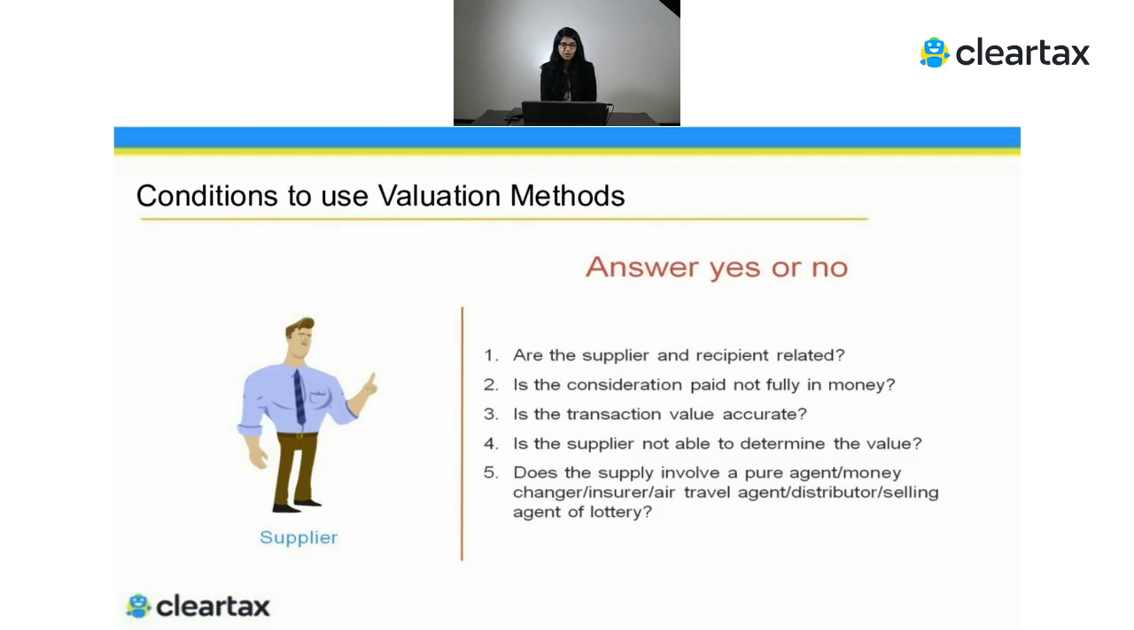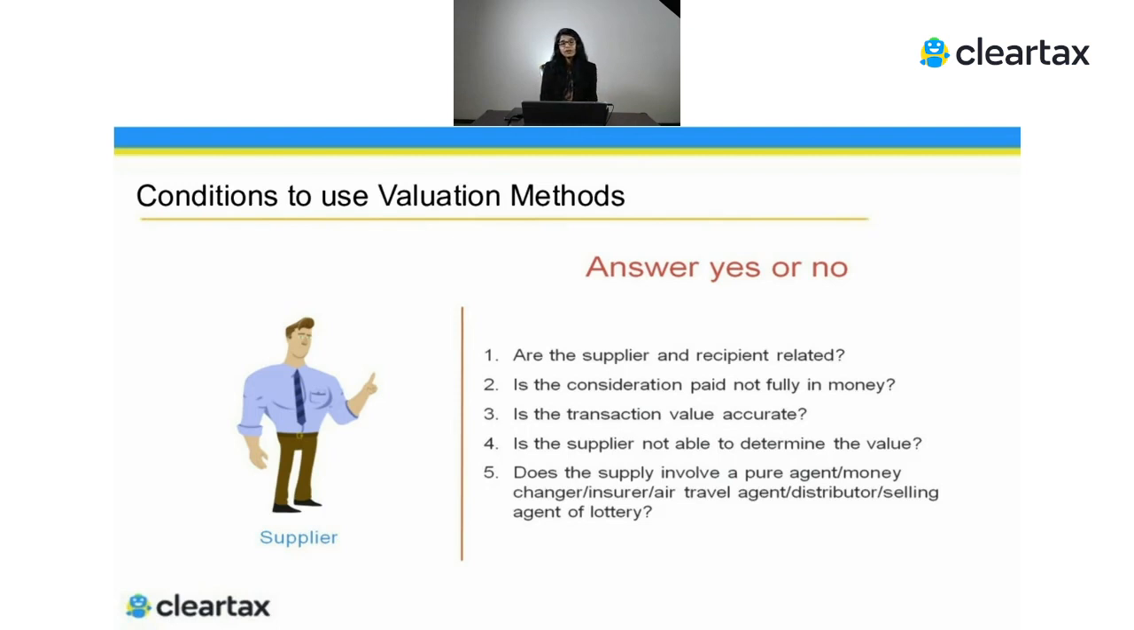These points are: are the supplier and the recipient related? Is the consideration paid not fully in money? Is the transaction value accurate? Is the supplier not able to determine the value? Does the supplier involve a pure agent, money changer, insurance or air travel agent, distributor or selling agent of lottery? Basis the answers to these, your valuation rules come in.